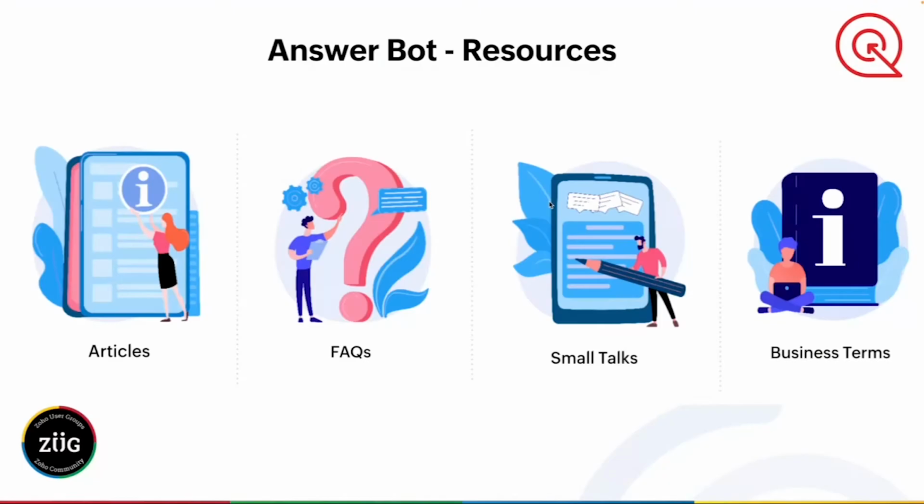So resources. How does AnswerBot get answers? From where does the AnswerBot get answers? Well, it takes answers from your SalesIQ resources. The resources are the brain of the AnswerBot. These resources, the above-mentioned FAQ, articles, small talk, and business terms, are what is used to train the bot. So I'll show you how.